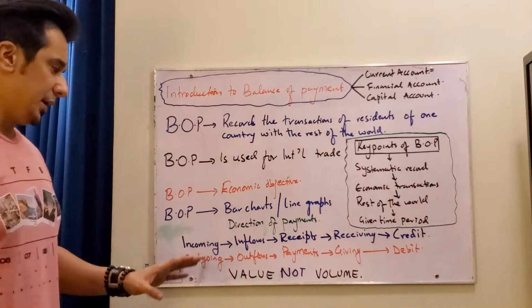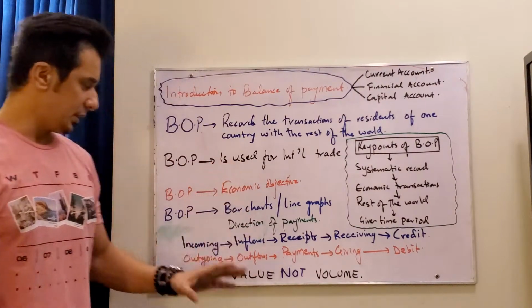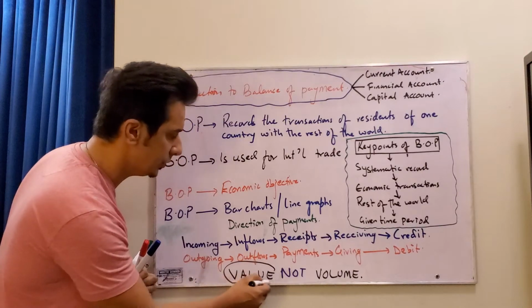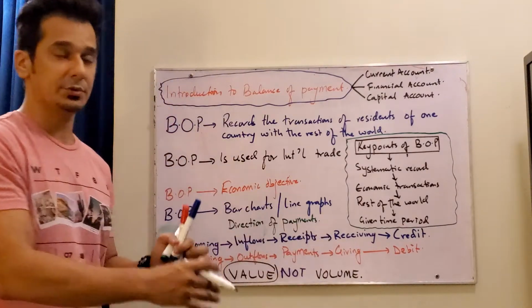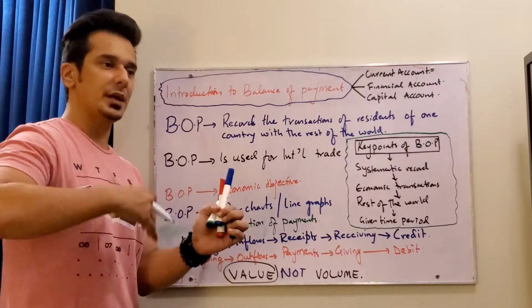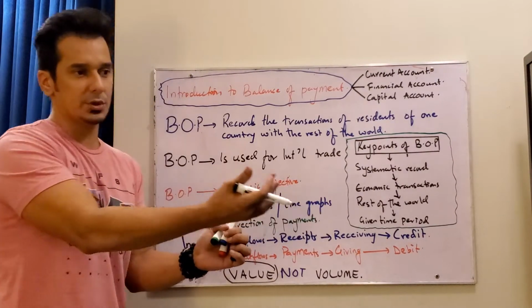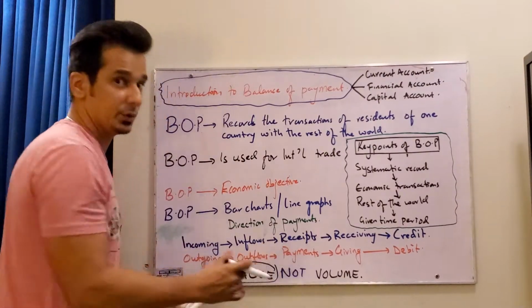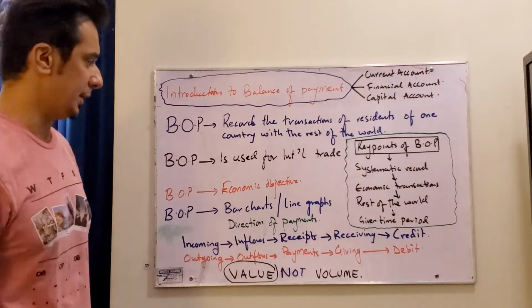Keep one thing in mind, that balance of payment focuses on the value, not the volume. For instance, we're selling goods worth $10,000, and we're buying goods worth $4,000. So it focuses on the value, not the volume, the quantity that we are selling.